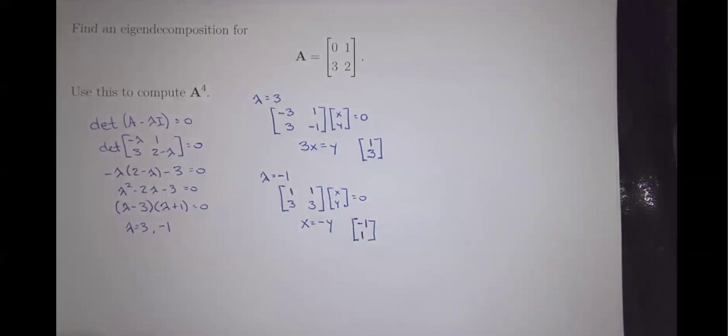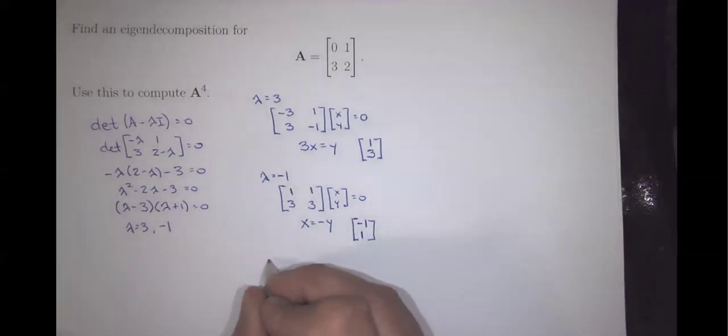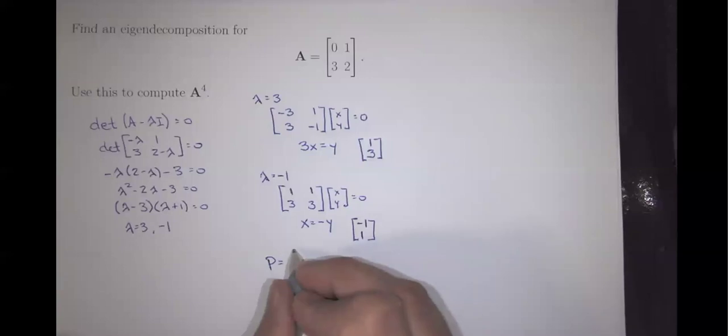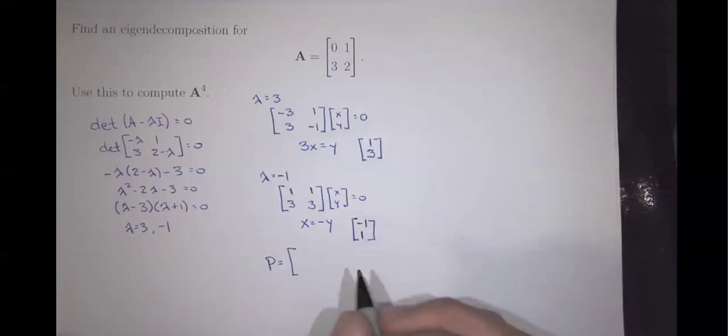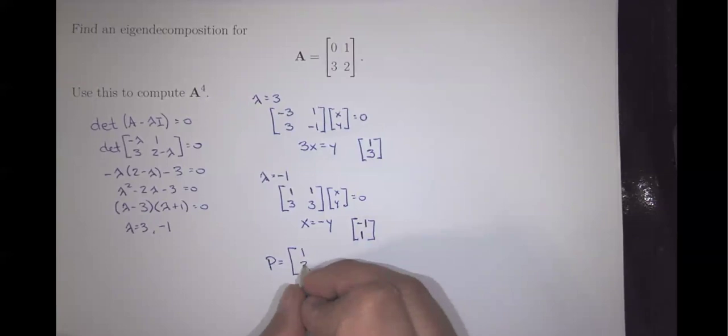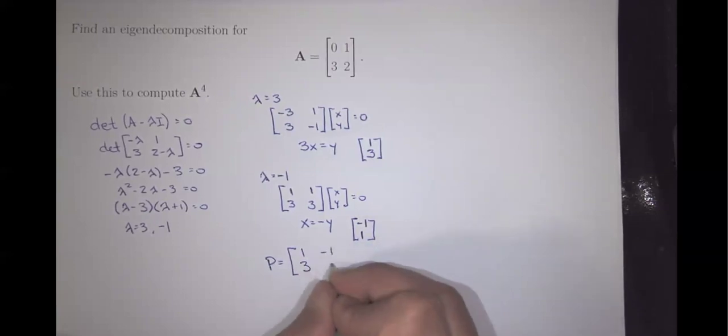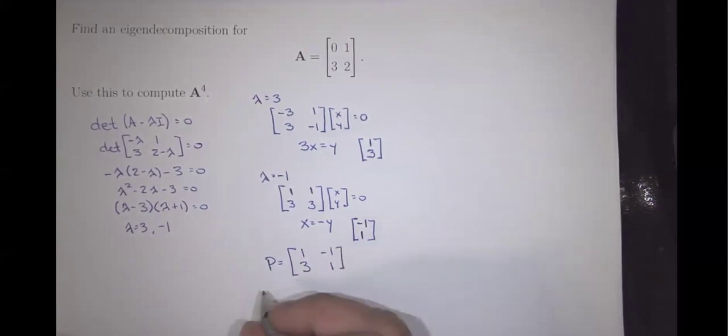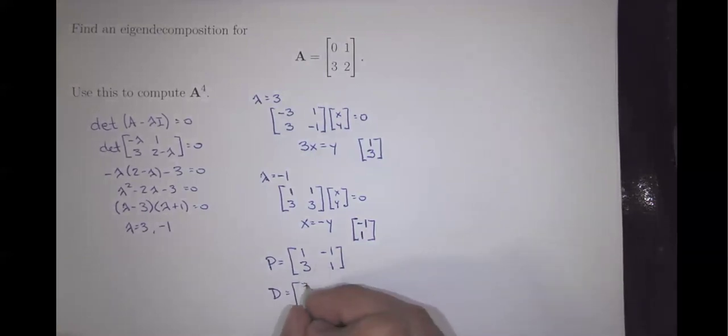Great. Now that we've got our eigenvalues and our eigenvectors, we can create P and D. P is going to be the matrix of eigenvectors. So 1, 3, and negative 1, 1. D is going to be the matrix with the eigenvalues along the main diagonal. So 3 and negative 1.